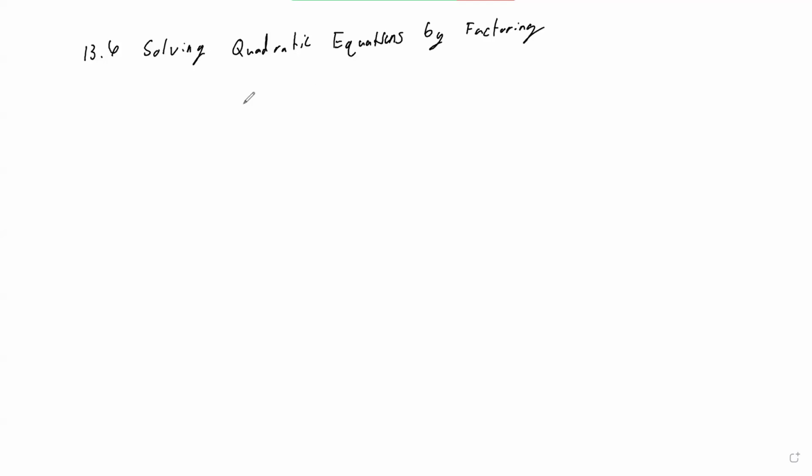All right, so here's our first example. We're going to solve all of these by our factoring techniques. So we start with (y - 7)(3y - 5) = 0.